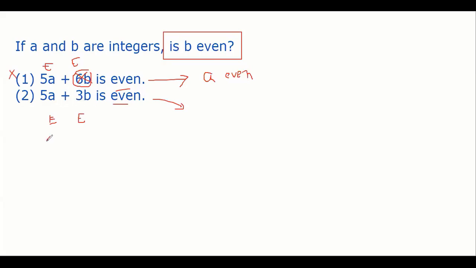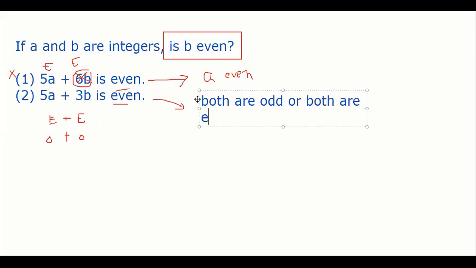Or when both A and B are odd, then also you can get 5A plus 3B even. So from statement 2, what do we know? Both are odd or both are even. That's the information we got from the second one. But still we don't know which is odd and which is even. So statement 2 alone, we still don't know, because statement 2 only says either both are odd or both are even.